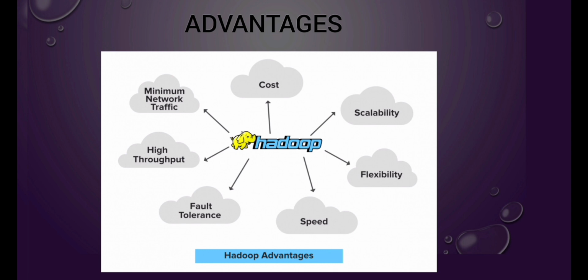High throughput: Hadoop works on a distributed file system where various jobs are assigned to various data nodes in a cluster. The bulk of this data is processed in parallel in the Hadoop cluster, which produces high throughput. Minimum network traffic: in Hadoop, each task is divided into various small subtasks, which are then assigned to each data node available in the Hadoop cluster.